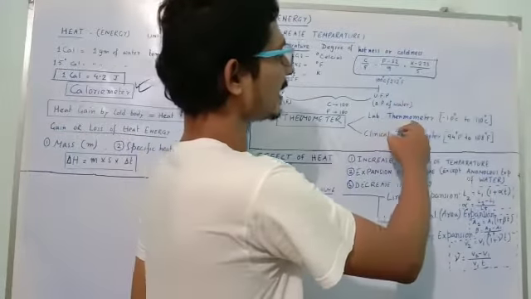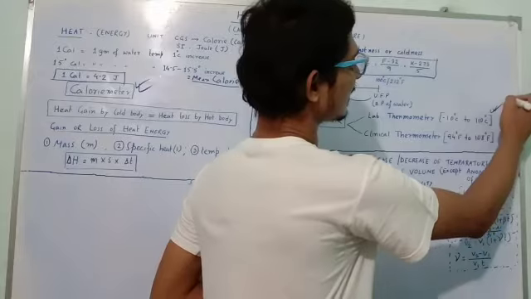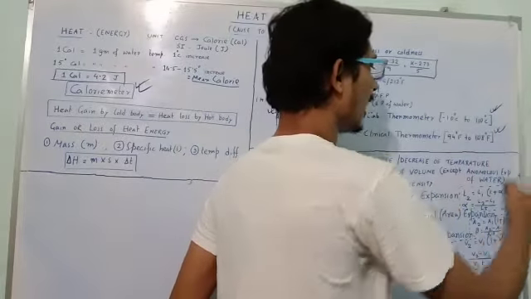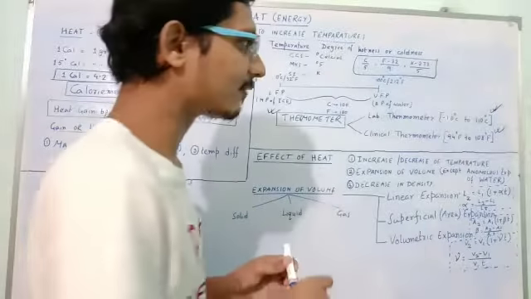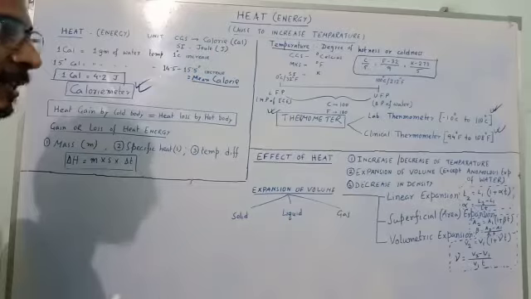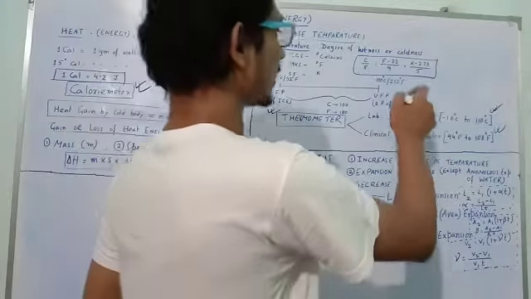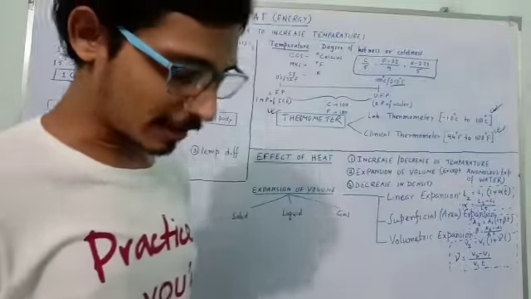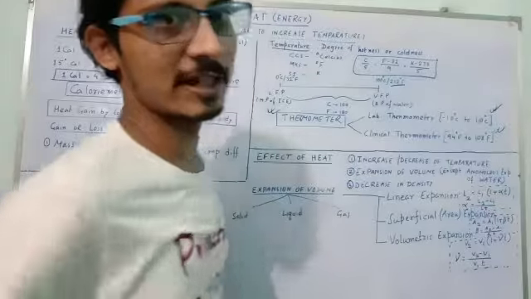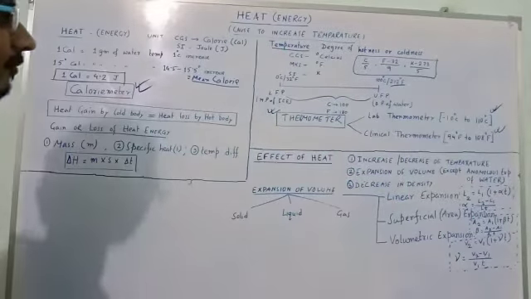The range of the laboratory thermometer is -10 degrees Celsius to 110 degrees Celsius, and the range of the clinical thermometer is 94 degree Fahrenheit to 108 degree Fahrenheit. So the upper fixed point of the clinical thermometer is 108 degree Fahrenheit. If that clinical thermometer is dipped in boiling water, the boiling water temperature on the Fahrenheit scale is 212 degrees, which is quite larger than 108 degree Fahrenheit. That means the clinical thermometer will burst.